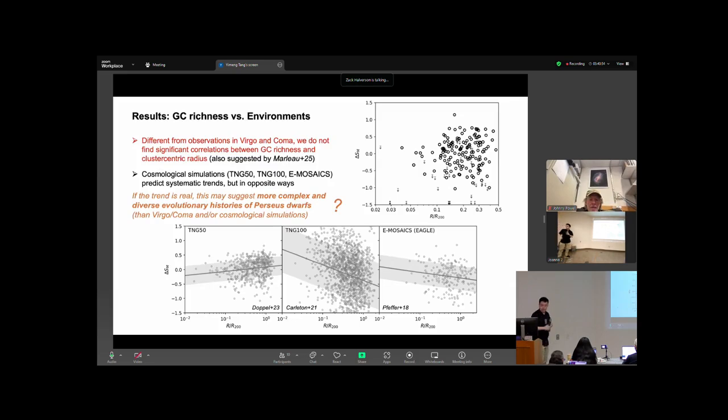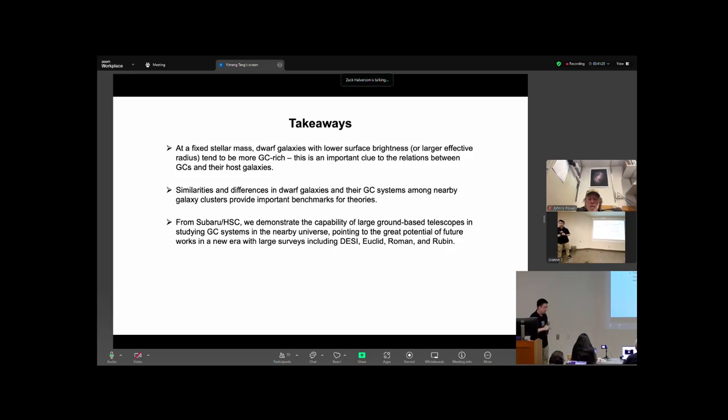But going back to the observations: if the trend in Perseus, based on our observations, is real, this might suggest more complex and diverse evolutionary paths of the Perseus dwarfs compared to Virgo, Coma, or cosmological simulations. And the question, especially for the simulators here, is: if we simulate more galaxy clusters, can we see a case like Perseus? Yeah. So here are my takeaways. I will end here and take questions. Thank you.